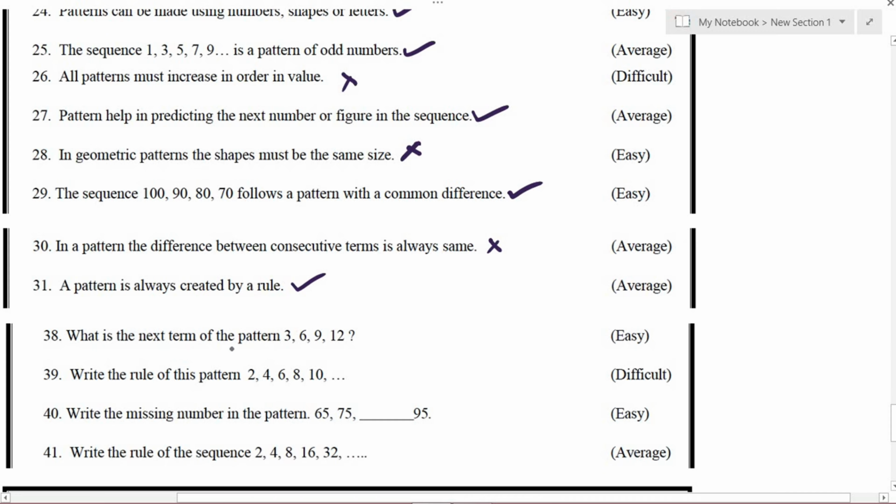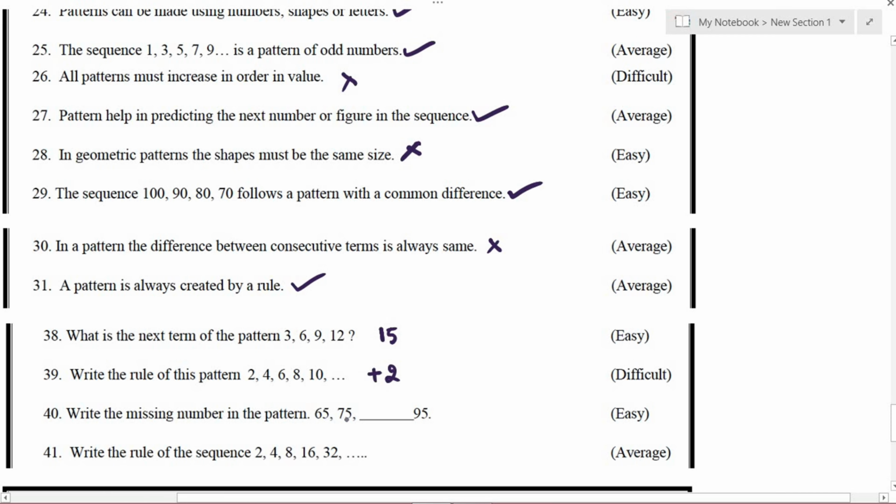What is the next term of the pattern? You can see this is a table of 3. 3 twos are 6, 3 threes are 9, 3 fours are 12, 3 fives are 15. Write the rule of this pattern. See, he wrote the table. He added 3 to each existing term.